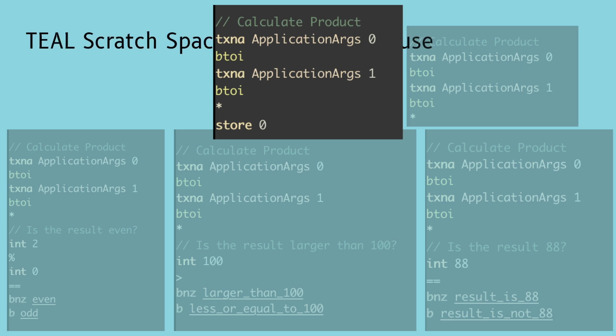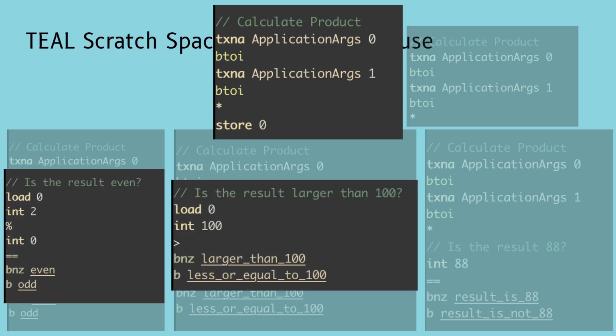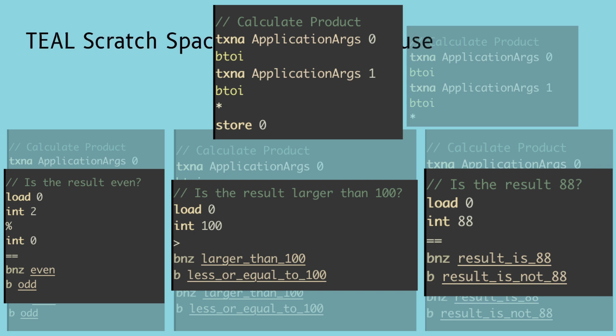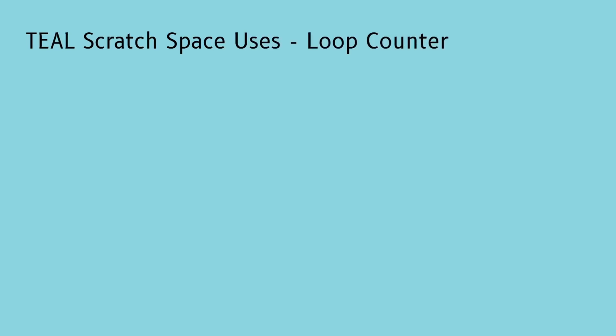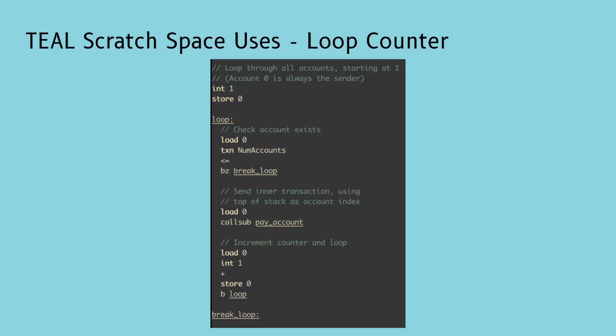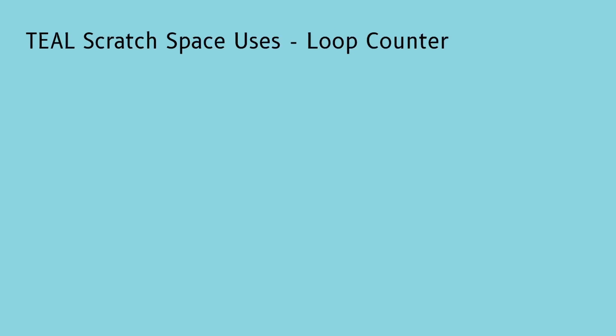Then, each time we need it, we can simply load the value from Scratchbase, which places it back on the top of the stack. Now, when we check, is it even, is it larger than 100, and is it equal to 88, we don't need to perform the calculation each time. Another example would be using Scratchbase when creating loops. This allows you to keep track of how many iterations you've completed before breaking out of the loop, all while keeping the stack nice and clear and just using a single Scratchbase slot to hold the counter.